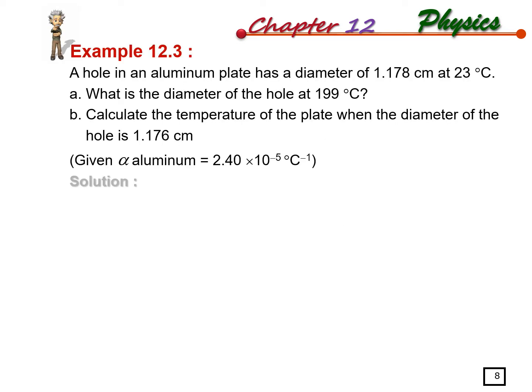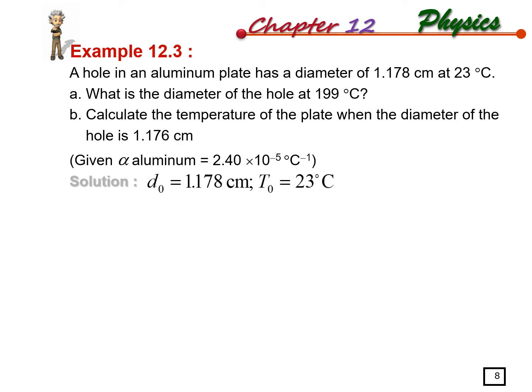Alright, now let us look into example 12.3. This one involves expansion. A hole in an aluminum plate has a diameter of 1.178 centimeter at 20 degrees Celsius. Question A: what is the diameter of the hole at 199 degrees Celsius? And B, they wanted to calculate the temperature of the plate when the diameter of the hole is 1.176.